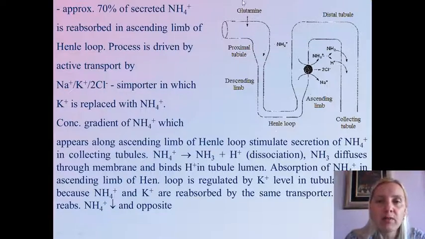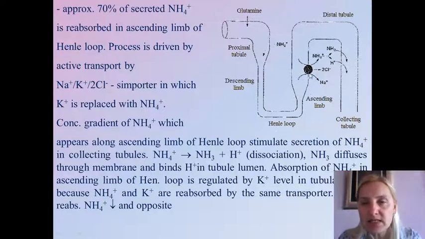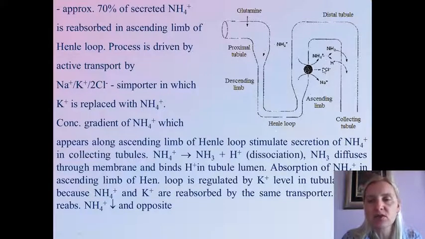Here we are so far. We have glutamine and we have ammonium ions synthesized from glutamine in proximal tubule cells. Approximately 70% of those secreted ammonium ions are actually reabsorbed in the ascending limb of Henle loop. This process is driven by the sodium, potassium, 2-chloride symport system. But in this symport system, potassium is replaced with ammonium ion. So the concentration gradient of ammonium ion, which appears here in the ascending limb of Henle loop, stimulates the secretion of ammonium ion by this transporter.